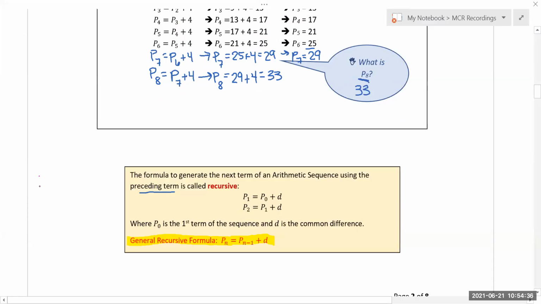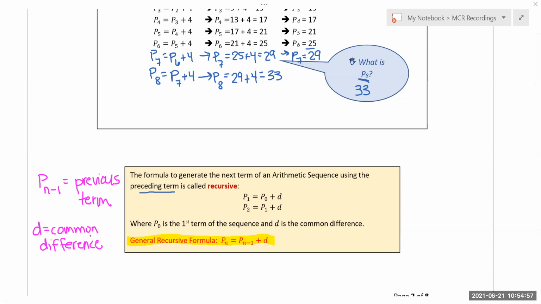So Pn is the term you're looking for, and Pn minus 1 is the previous term, and d is your common difference. If d is negative, it means you're subtracting, but you would see that in the actual pattern. All right, continuing on.